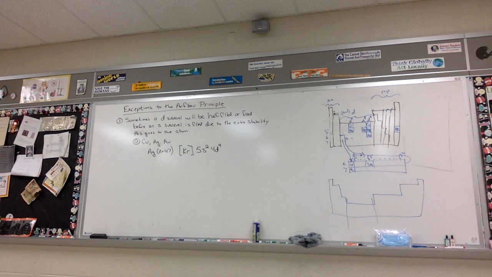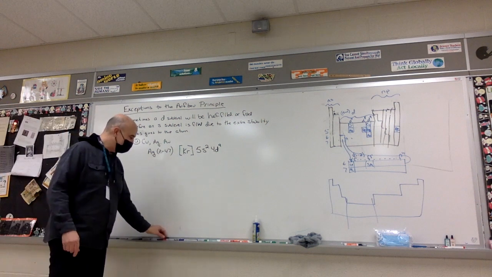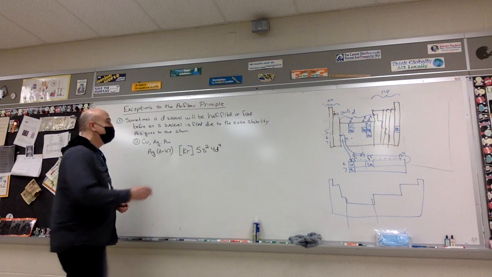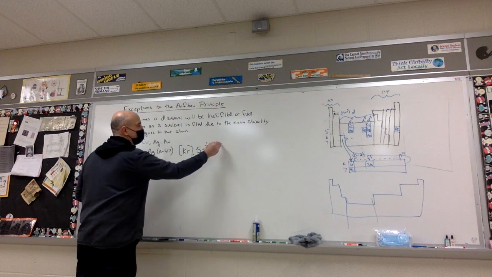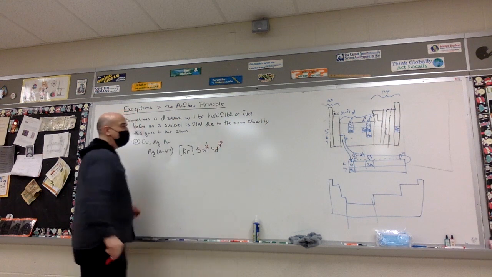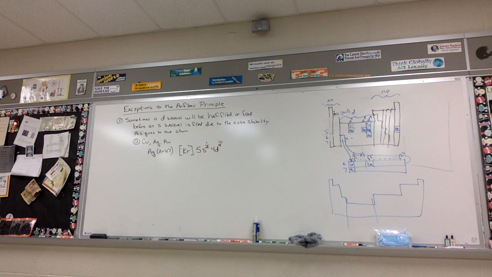But this is not the actual configuration for silver. What happens instead, only one electron goes into the S and 10 go into the D. Now, what is the reason? If you look at what I wrote up there, sometimes a D sublevel will be half filled or filled before an extra S sublevel because of the extra stability that half filled and filled sublevels give. Why is it extra stable?